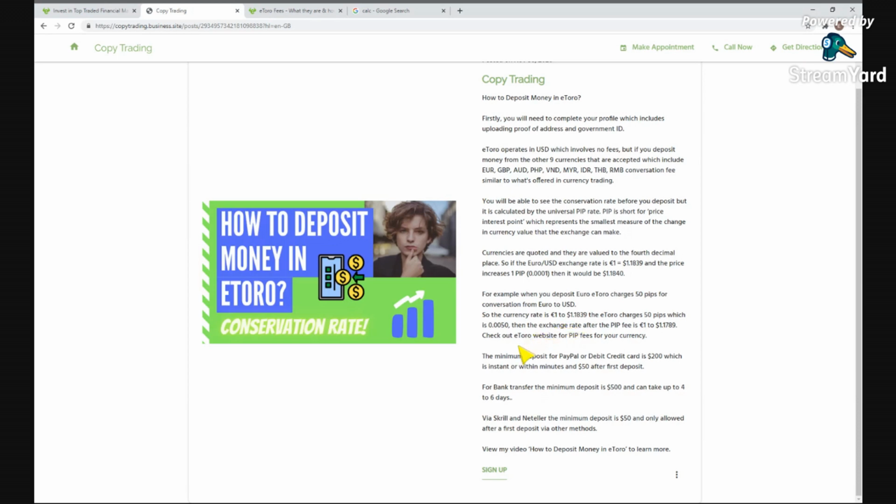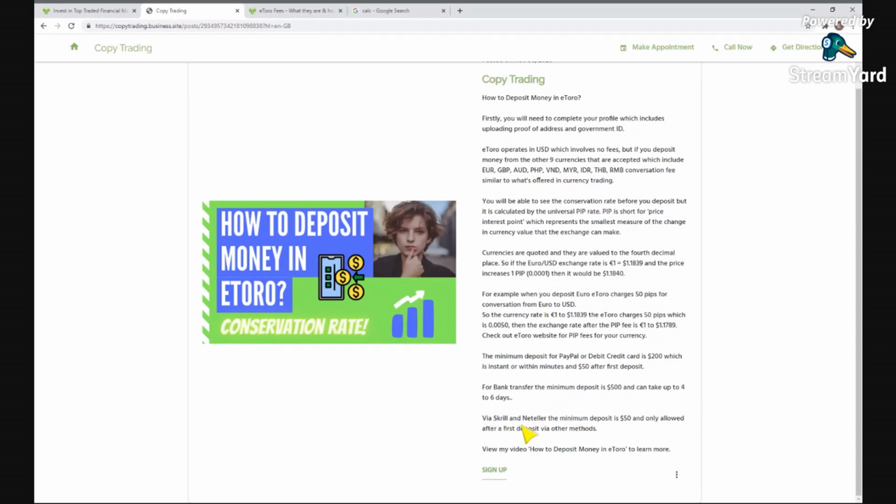Okay, and then also for bank transfers, the minimum deposit is larger. It's €500, but it can take up to 4 to 6 days. And remember, after the first bank transfer, it might be quicker once the banks realize that you're using this more often. And then I just want to go over this quickly before I go on to depositing the money.